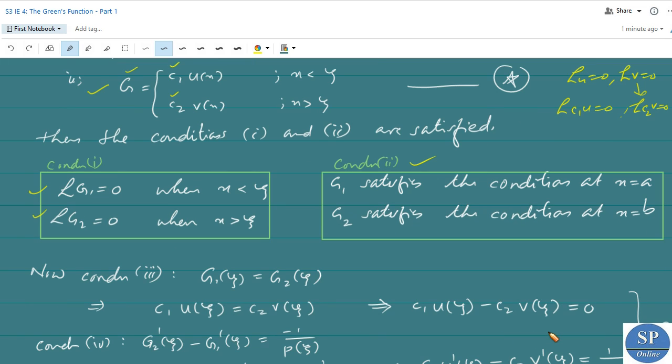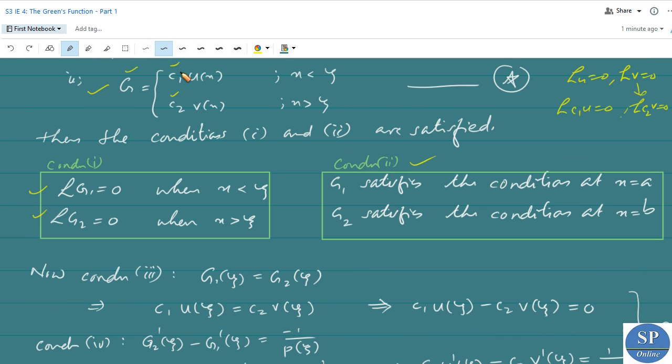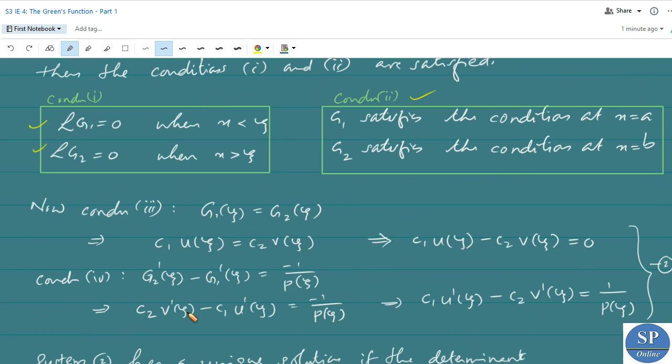Now the fourth condition is that g2 dash zeta minus g1 dash zeta is equal to minus 1 by p of zeta. That means g has a jump discontinuity of minus 1 by p of zeta at x equal to zeta. Using g1 and g2, we get c2 v dash zeta minus c1 u dash zeta equals minus 1 by p of zeta. So c1 u dash of zeta minus c2 v dash of zeta is equal to 1 by p of zeta.